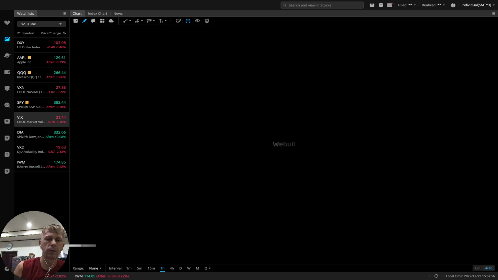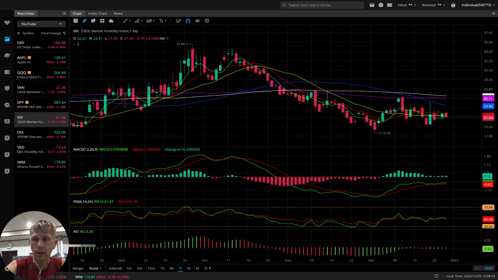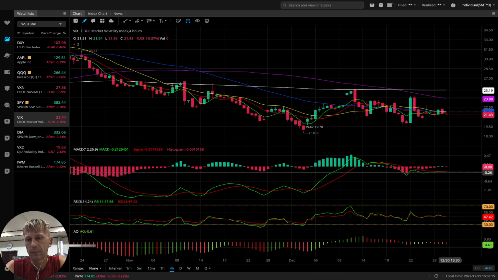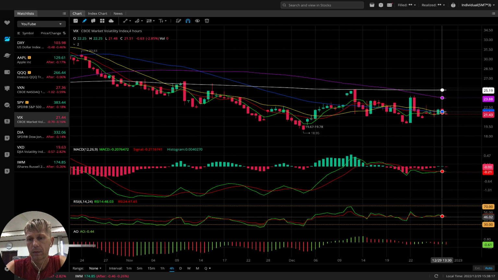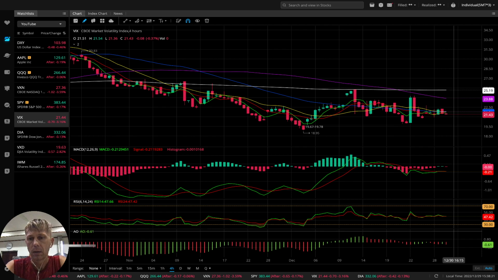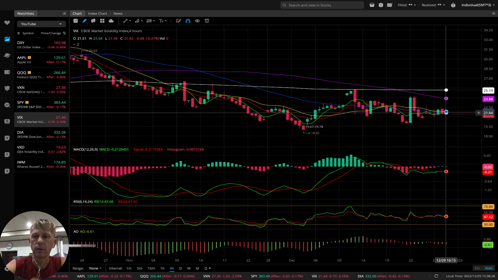Let's move to VIX, volatility index for SPY. Daily, it's still bullish. Bullish on all indicators. It's a bearish for SPY. 4 hours, it's kind of flat. Awesome oscillator bearish. RSI flat. MACD flat. Moving averages flat.